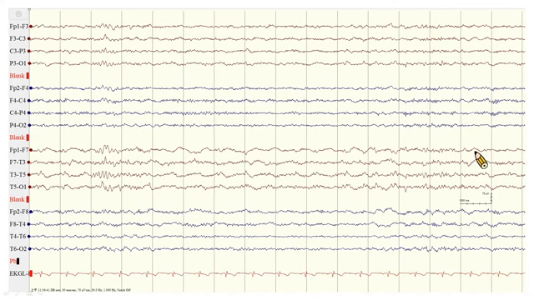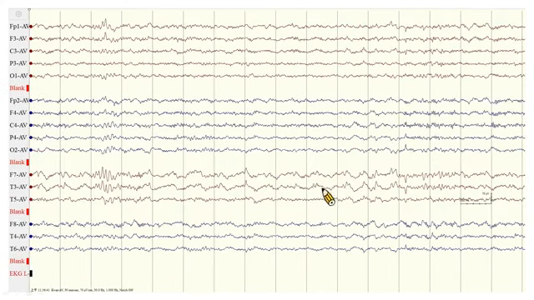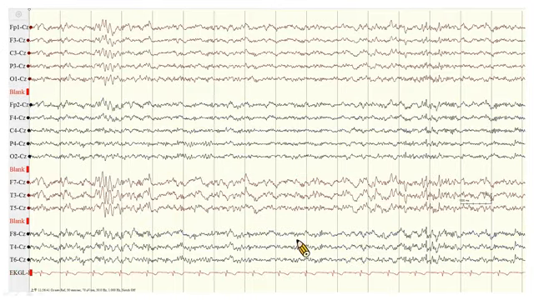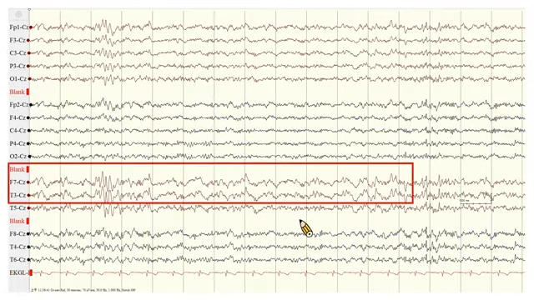In this double banana montage EEG, we can see rhythmic delta activities over left frontal temporal region, with phase cancellation at F7 to T3 channel. And the rhythmic delta activity become more prominent after we change to average montage. And also CZ montage. It's a patient with temporal lobe epilepsy.